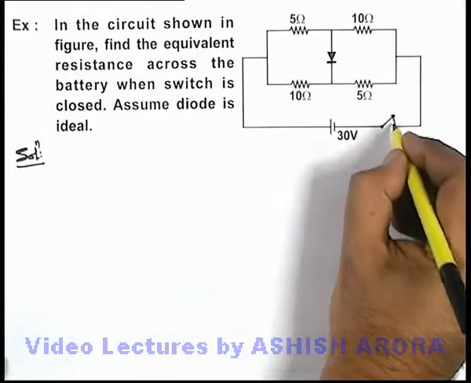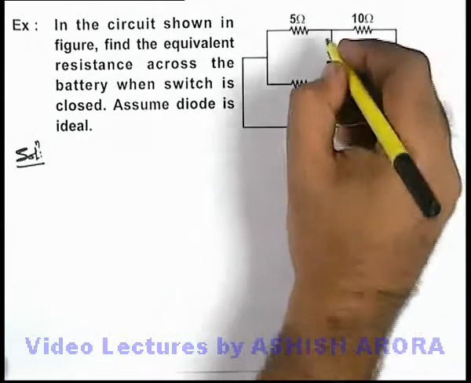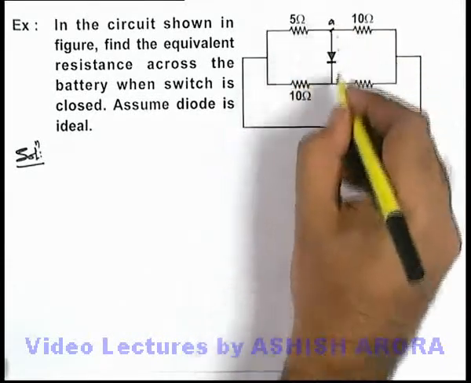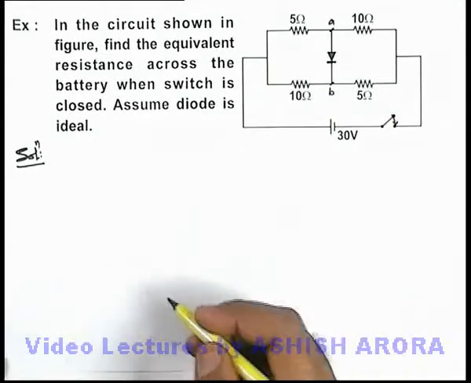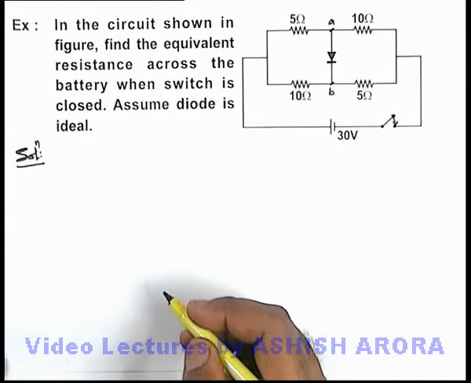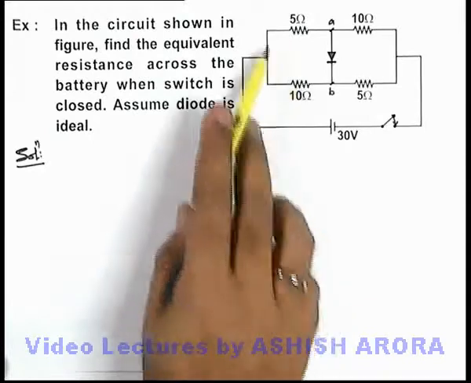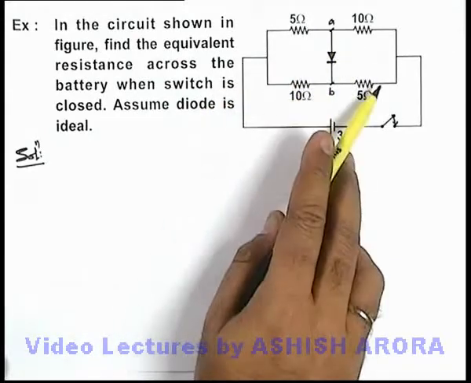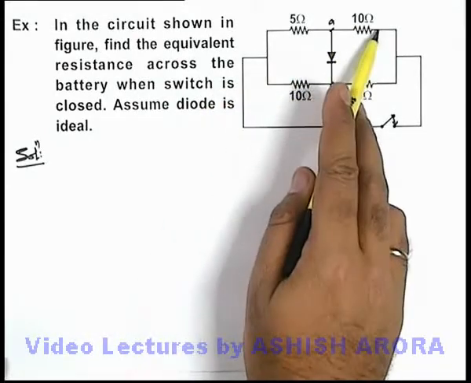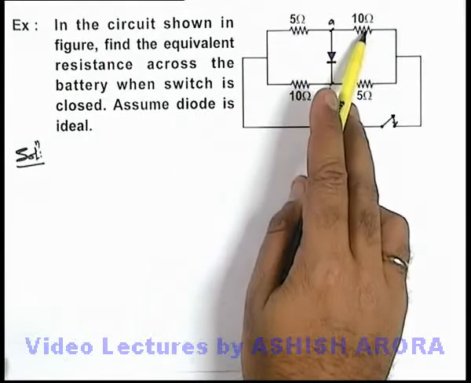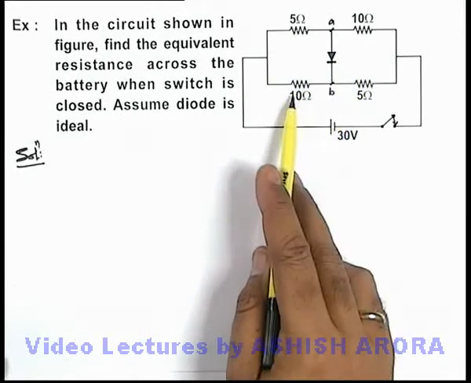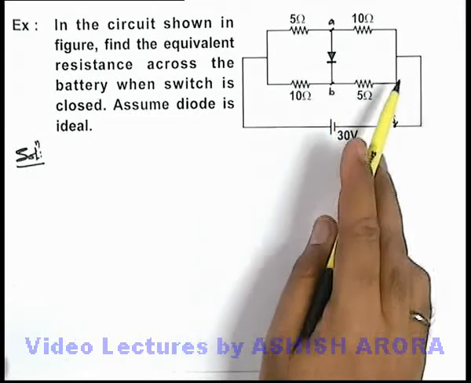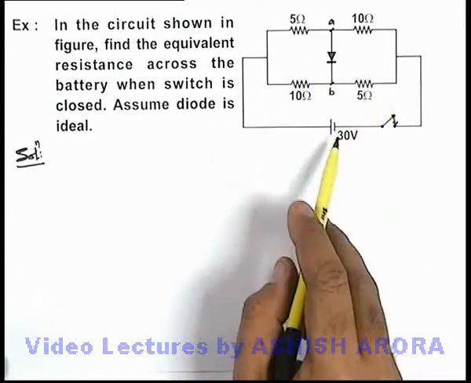Now, let us consider that the switch is closed and the diode is removed, and we find out the potential difference across these two terminals A and B. If we calculate the resistance of the system with the diode removed, you can see that the resistance of the upper branch will be 15 ohms, and the resistance in the lower branch will also be 15 ohms. So the potential difference across these two branches is 30 volts.